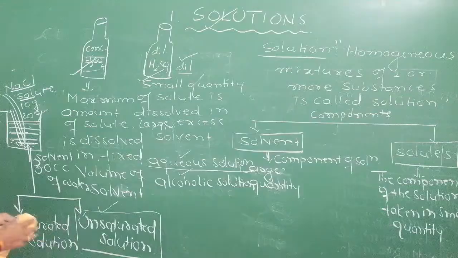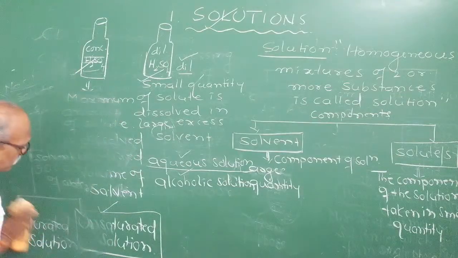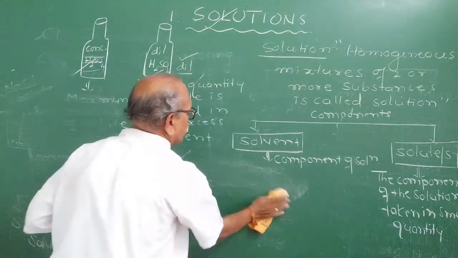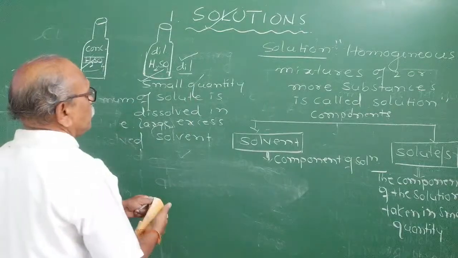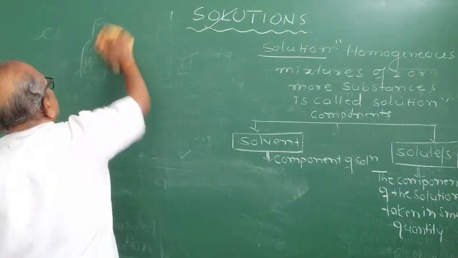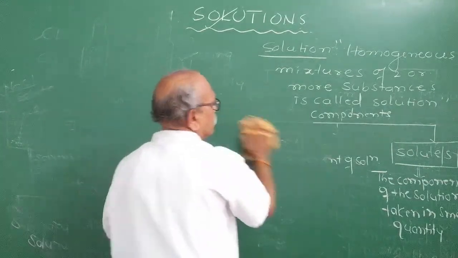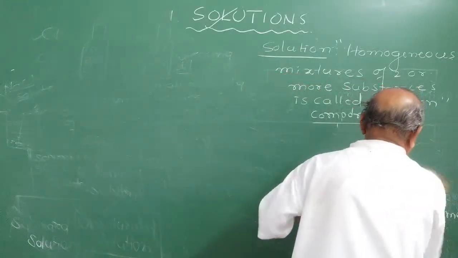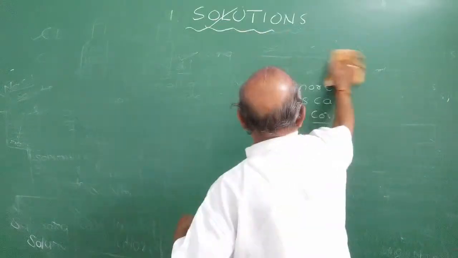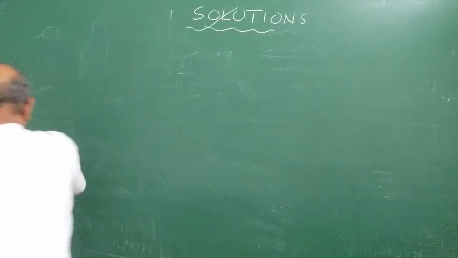Like this, solutions can be classified on the basis of the solute and the solvent, depending upon the physical state of the solute and solvent. We can further classify these solutions into 9 types, right? So that we will study first. See, depending upon the physical state of the solute and solvent.